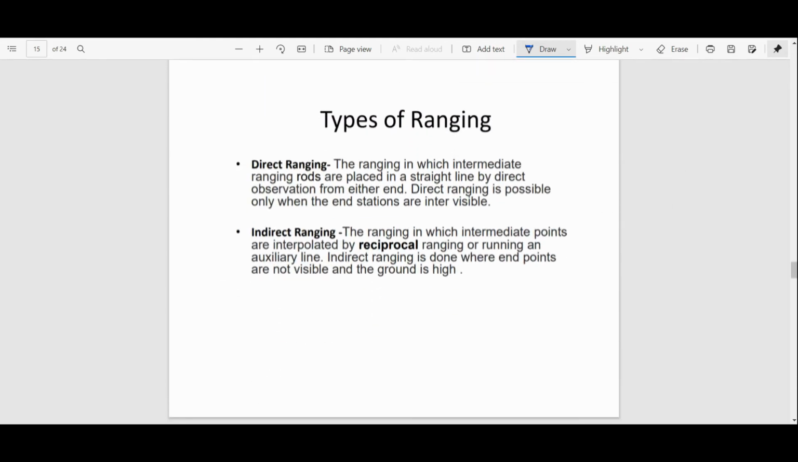Now, when we do ranging, it is again of 2 points because topography challenges are there. Suppose we have a simple plain area, there is no obstruction, and these 2 points are visible to each other. Suppose this is point A and this is point B. So, this is very simple. These points are visible to each other. So, we can directly do ranging here.